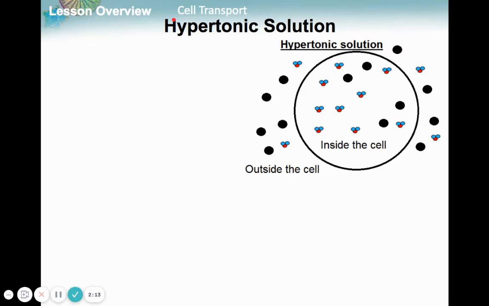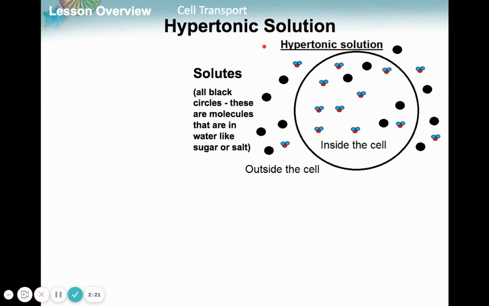Now we have certain types of solutions. The first type of solution we're going to look at is called hypertonic. What's a hypertonic solution? Let's take a look. First of all, these little black dots here are called solutes. These are molecules. They can be sugar, they can be salt, and they are in water. This is the cell, the circle. You have inside the cell, you have outside the cell.